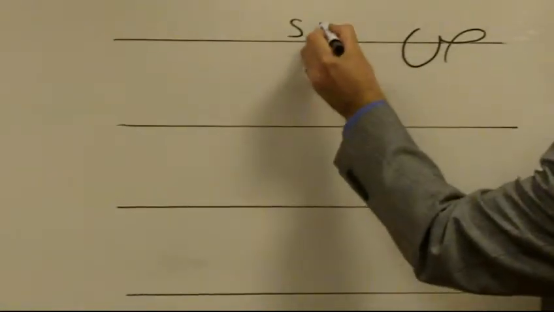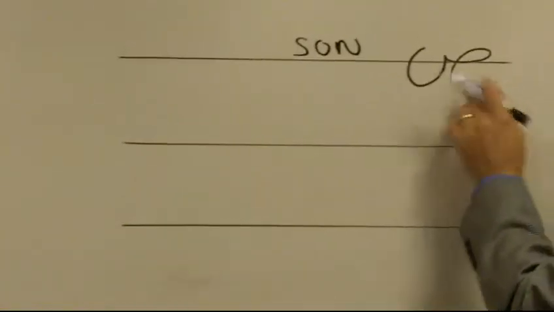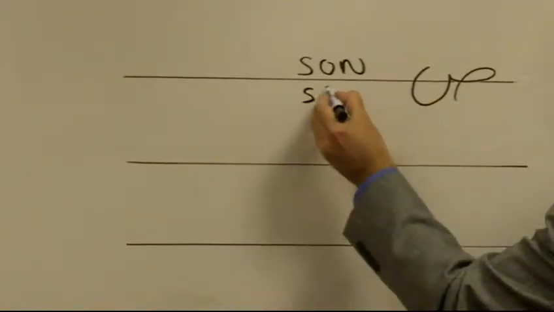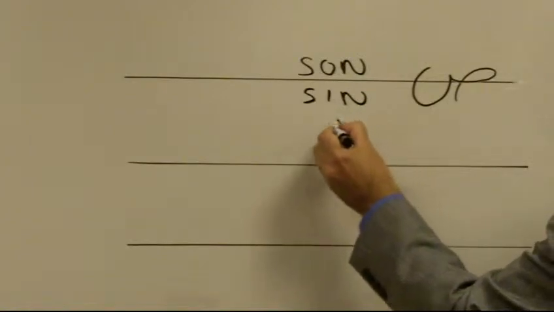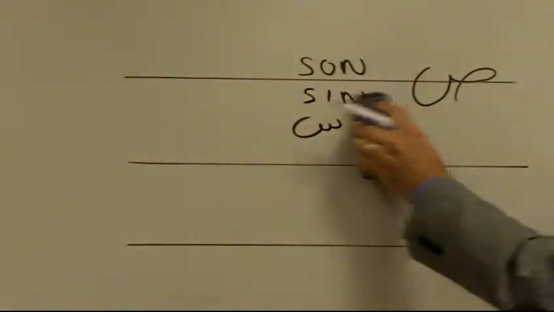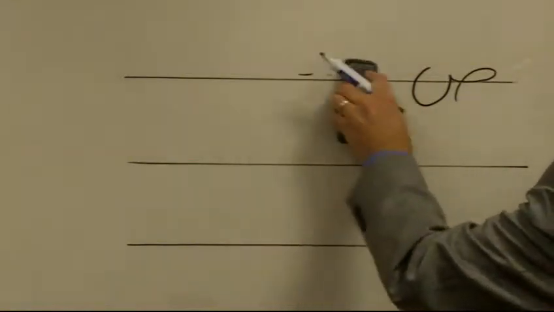For instance, the S in sun sounds like a Sa, compared to the S in sin, which sounds like a Sa. Sun. Now, how does it look in the beginning of the word?